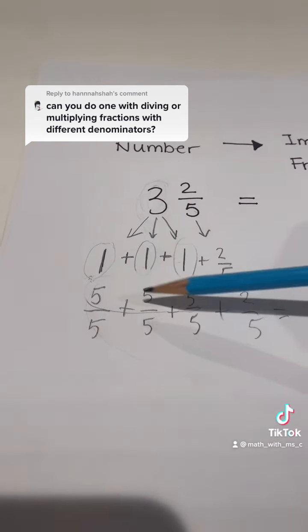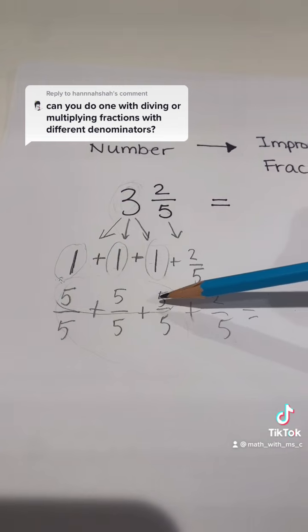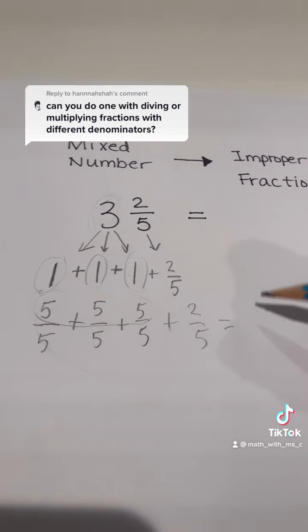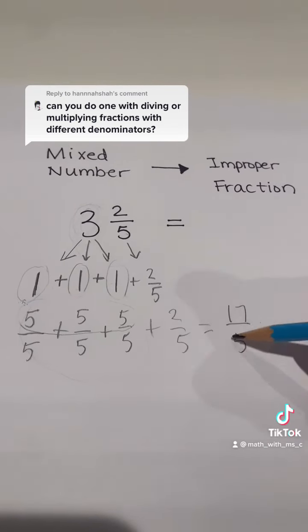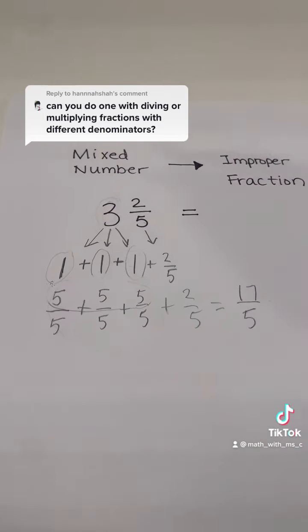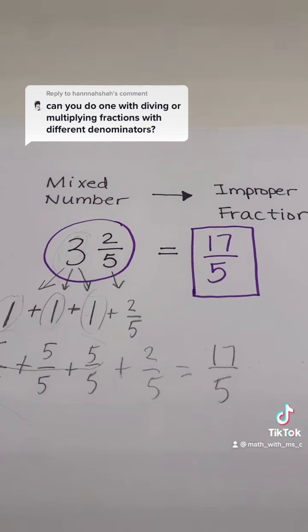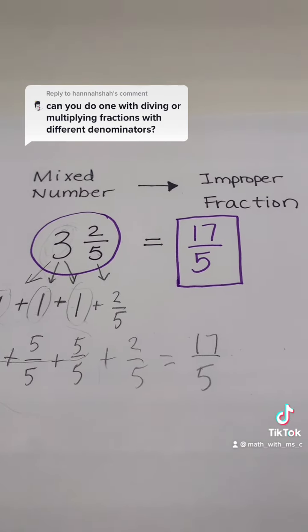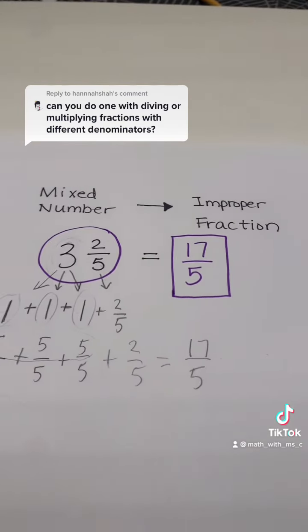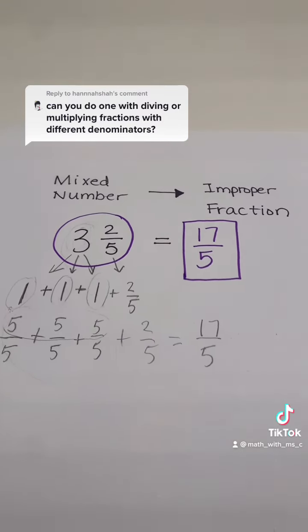So if I were to solve this, I would do 5 plus 5 is 10, 10 plus 5 is 15, plus 2 is 17 over 5. And the denominator always stays the same when you're adding or subtracting fractions. So that's how I changed the mixed number 3 and 2/5 into 17 over 5. It's improper because the numerator is bigger than the denominator.